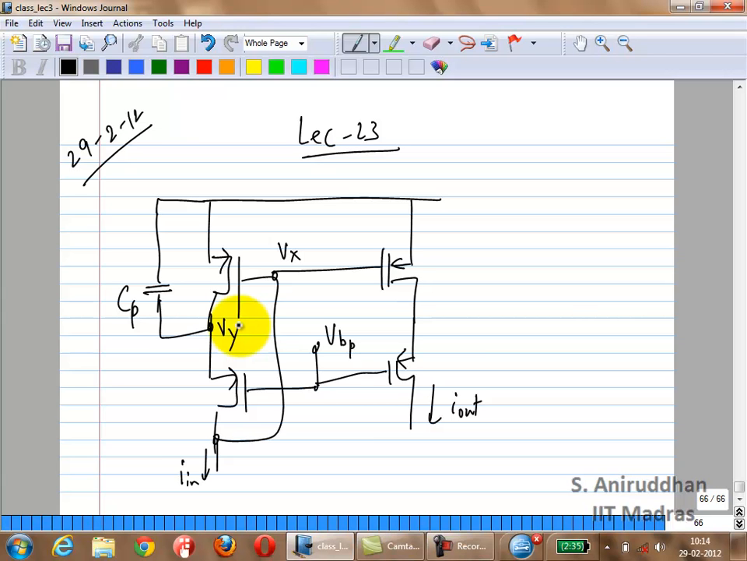What do you think the pole position is going to be? If you calculate it out, GM by, I'll just call it 3, 4, 5, 6. I don't remember the exact numbering. What is it going to be? GM3 or GM5? GM5 by CP. Is that right?